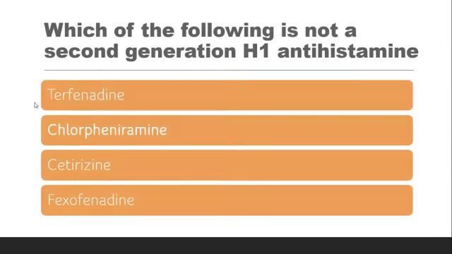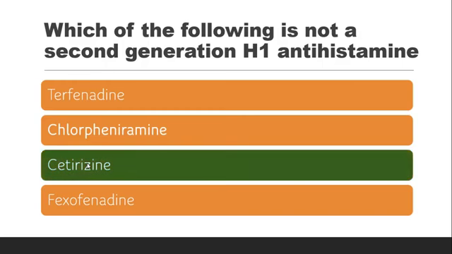Next question is, which of the following is not a second generation H1 antihistamine? The second generation H1 antihistamines are cetirizine, levocetirizine, fexofenadine, terfenadine. So fexofenadine, cetirizine, terfenadine are all second generation antihistamines. And which one is not then? The correct answer is, it is chlorpheniramine. Chlorpheniramine, not cetirizine.